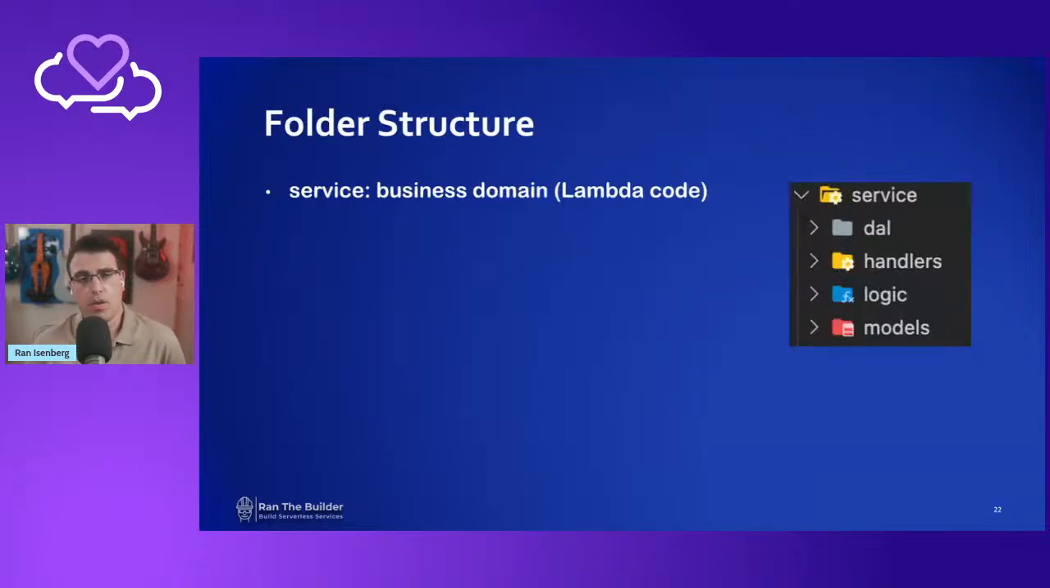So let's start with the folder structure. We're going to have a folder in the cookbook for the service name, and it's going to hold the business domain logic, the Lambda code, very basic. We're going to have some layers, which I'm going to discuss later on. So you have the handlers layer, the logic layer for the business domain, the actual business logic. You have models for the input validation, like Pydantic in Python.